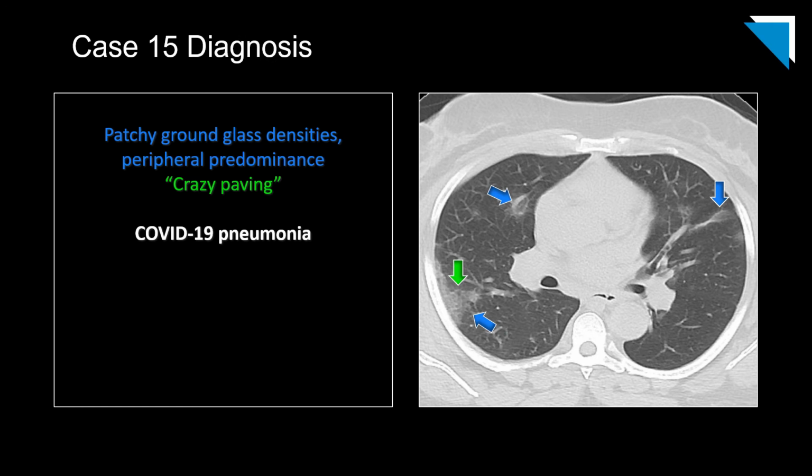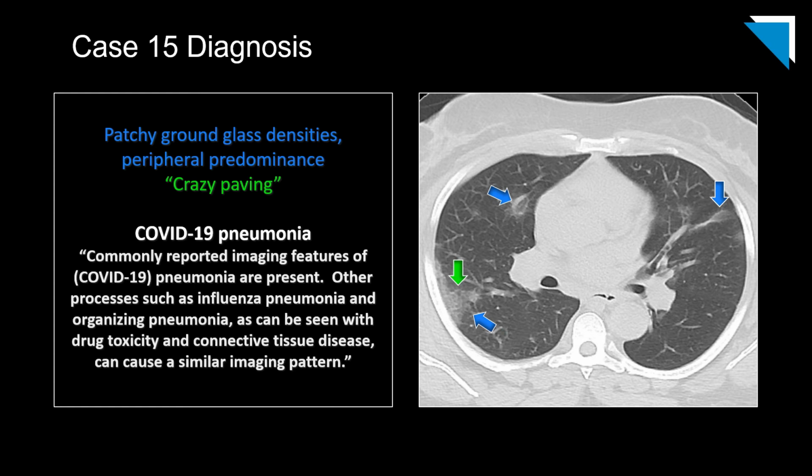This constellation of findings, in concert with a high pretest clinical suspicion, is worrisome for COVID-19 pneumonia. It is therefore appropriate to include in your dictation that commonly reported imaging features are present and to place a call to the referring clinician to discuss.